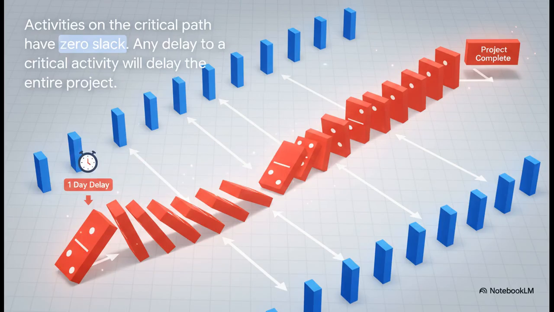And you have to get this. There is zero, and I mean zero, wiggle room on the critical path. If any single task on that path gets delayed by just one day, the entire project's finish date gets pushed back by one day. It's a direct one-to-one delay. This is why project managers are absolutely obsessed with the critical path.